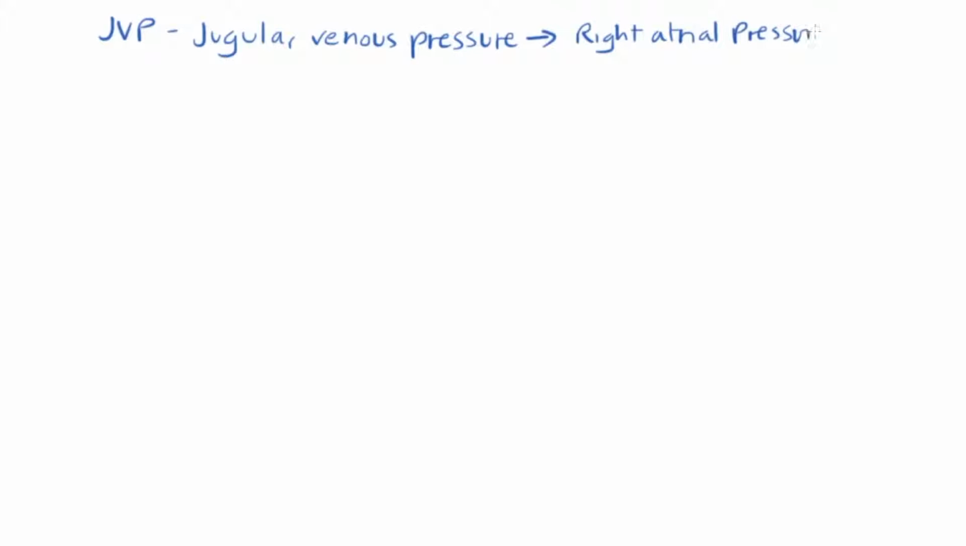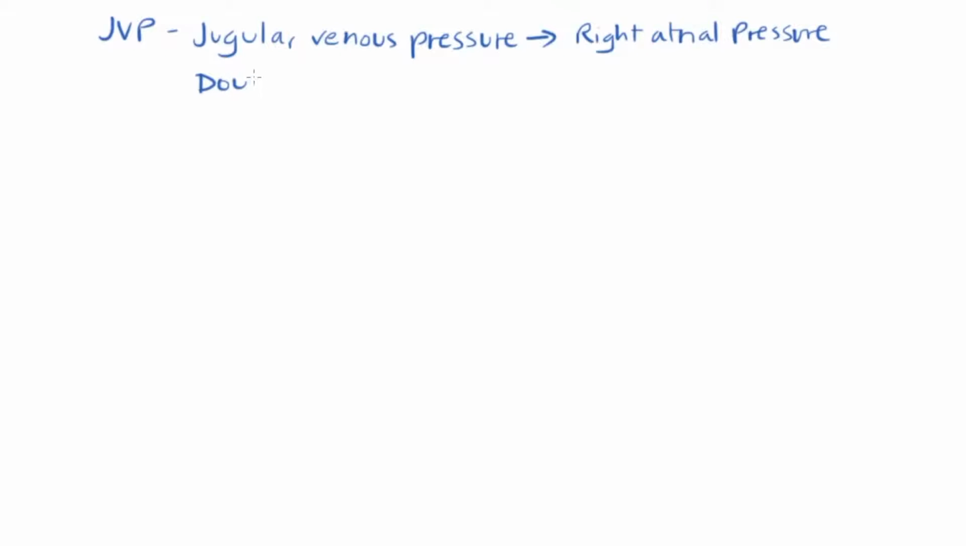Today I'm going to do a short video tutorial on the JVP. The JVP stands for the jugular venous pressure, which is seen as a pulsation of the internal jugular vein. This is directly related to the pressure in the right atrium, as there's no valves present between those two structures.